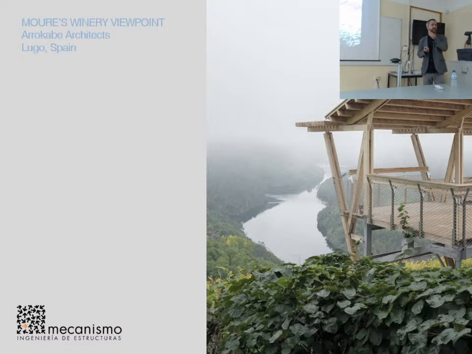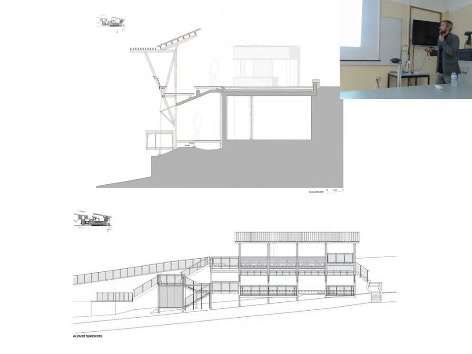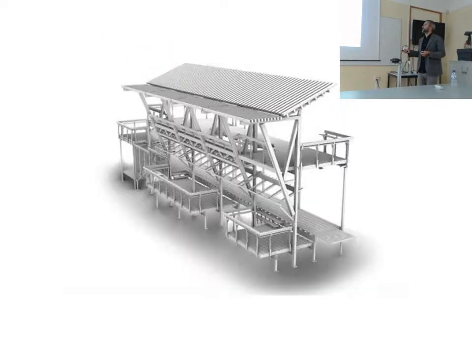This is an example of a timber structure in Galicia, in Spain. It's a viewpoint for a winery in an amazing location. And the project is really small. It's only this piece of timber structure. It's a chemically modified timber, Accoya, for durability issues. And then we have this concrete structure that provides stability to the timber structure, and some auxiliary parts like stairs and some other elements.